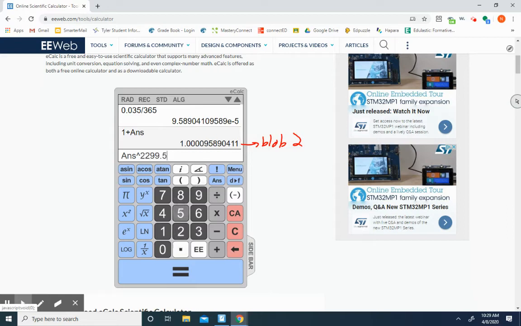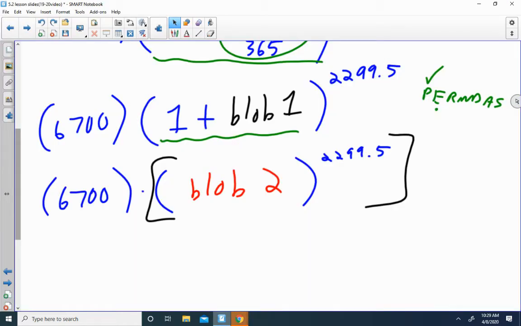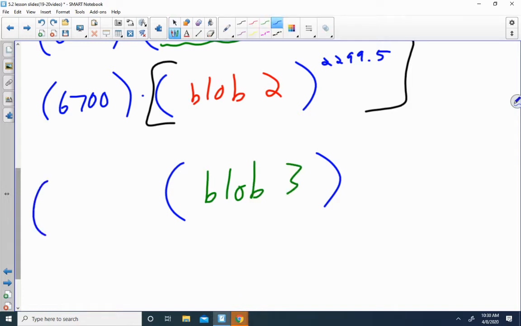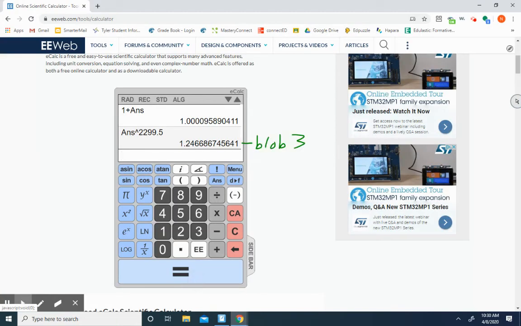2299.5. Press enter. That's our new blob, which we are going to call blob number 3. So I just took blob 2 to the power of 2299.5, which gets you blob number 3. And it looks like all I have left to do now is just multiply that by 6700. Blob 3 times 6700. So let's do it.